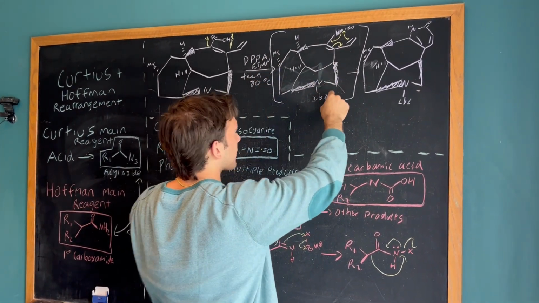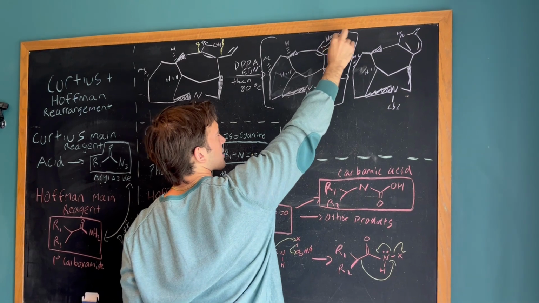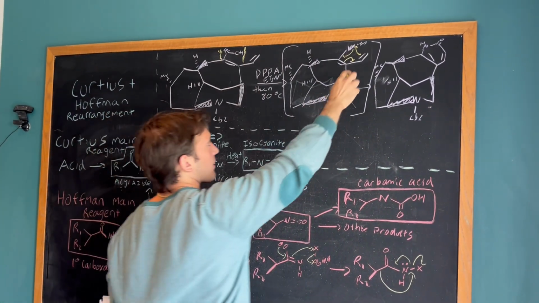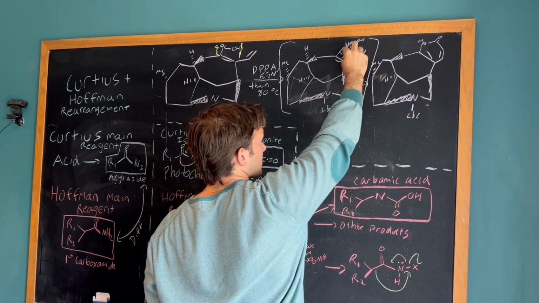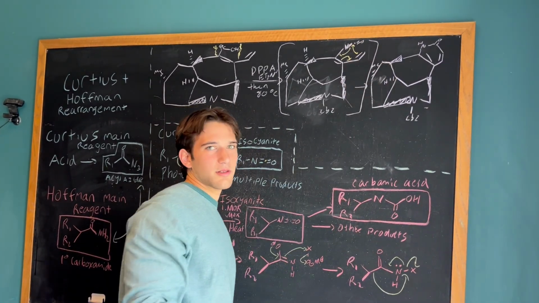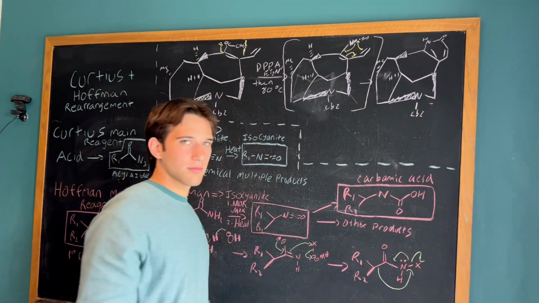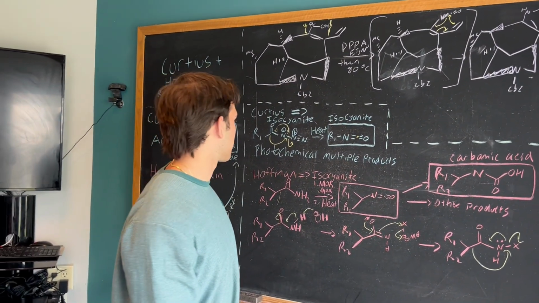Then you get this intermediate, as you can see here, that's the isocyanate on the structure from the carboxylic acid. Then you just do an electrocyclization, like a pericyclic reaction that we learned, and you end up getting this, boom. So yeah, that's really it.